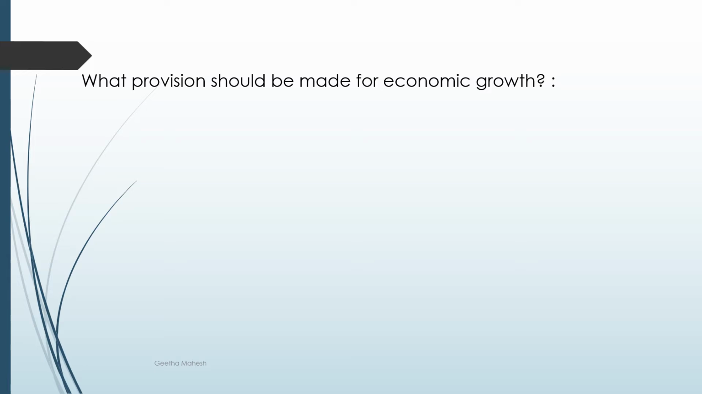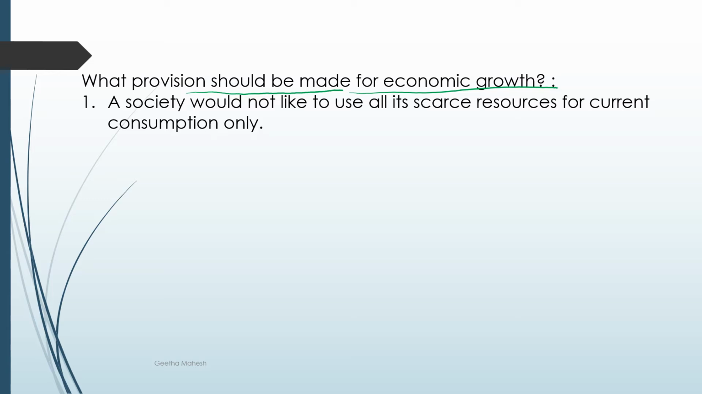Next one is what provision should be made for economic growth. As we know, we have limited resources to satisfy unlimited wants. If we use those scarce resources to satisfy the present generation's desires or wants, what about the future generation? So society has to decide how to allocate the scarce resources not only for current consumption, but even for future consumption.